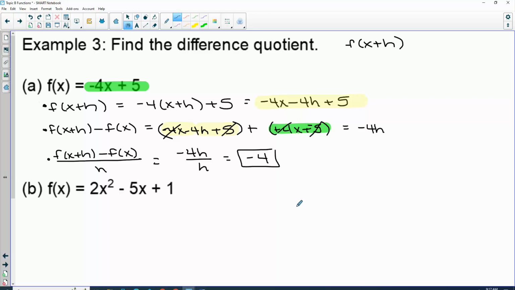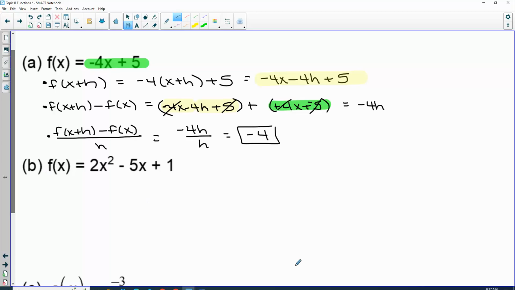All right. Do you guys think you can try B? Let's try that one. This might be the last one we do today. Let's see. You guys did pretty well evaluating those before.